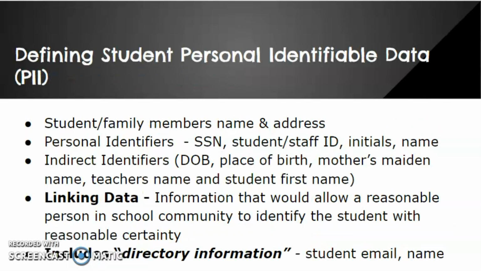Let's further define what is students' personally identifiable data as it relates to software applications. You would think of the typical things: the student's name, student or staff ID numbers, social security numbers, date of birth. However, there is a piece of the law called linking data, which is information that would allow a reasonable person in a school community to identify that student.